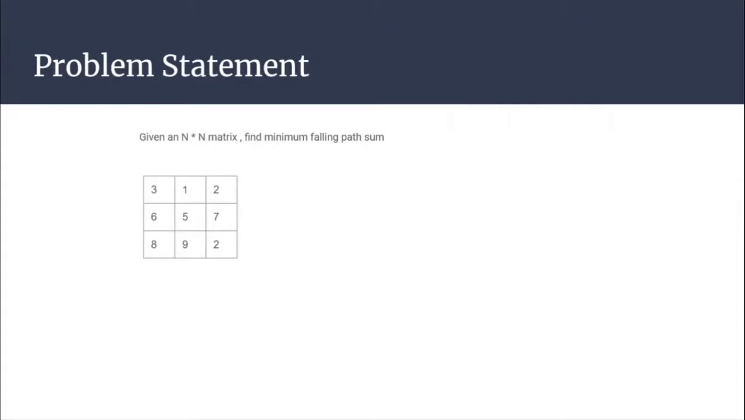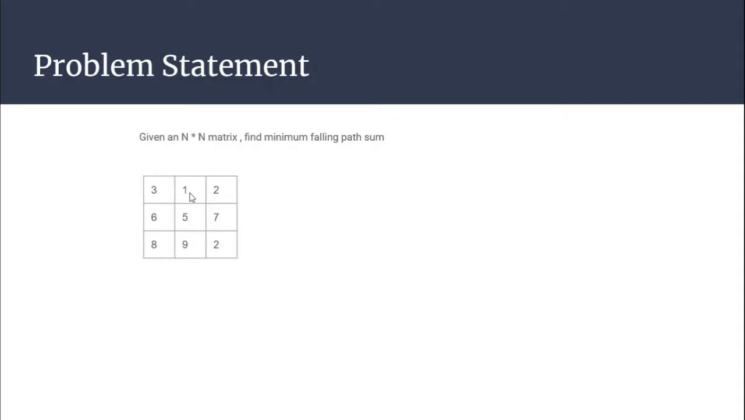So the problem statement is really easy. You are given a square 2D grid of size n cross n, and we have to find the minimum falling path. Basically, you have to start from any cell in the first row and end your journey in the last row. In which cell doesn't matter. So you have to start from any cell in the first row, end in any cell in the last row, and the cost of the path you choose must be minimum possible.